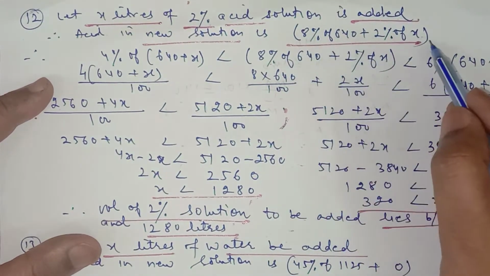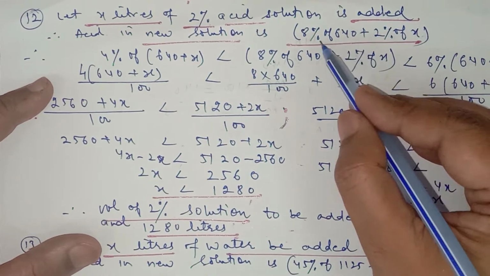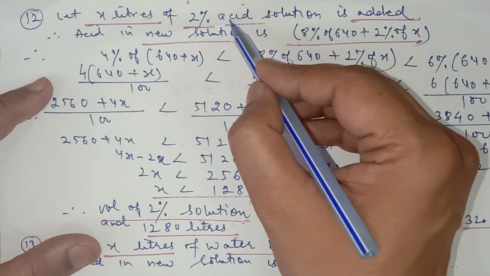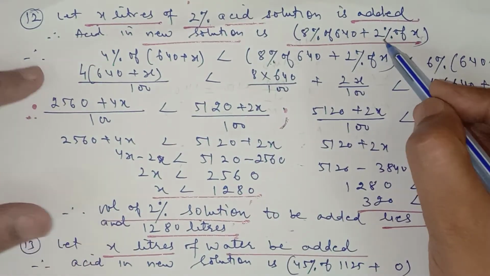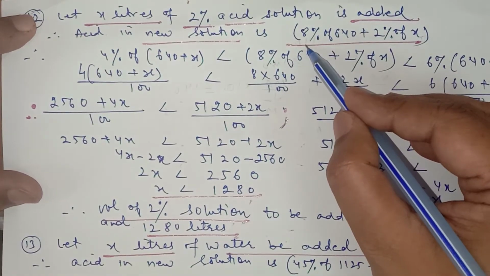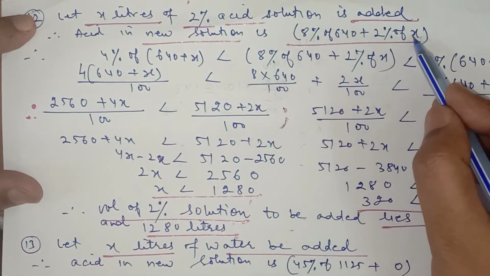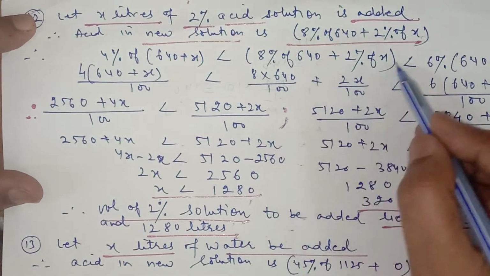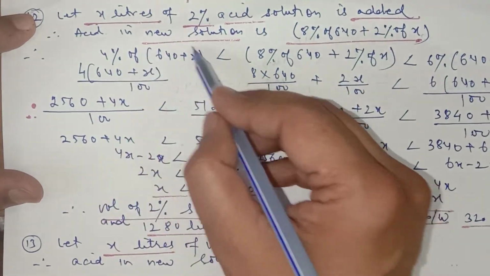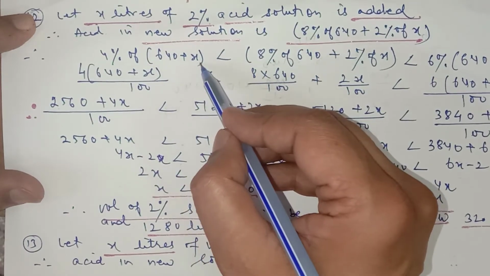So this is the acid in the new solution: 8% of 640 plus 2% of x liters which we are adding, since the acid in x liters is 2% and the acid in 640 liters is 8%. This is the acid in the new solution, and this should be greater than 4% of the new solution, and the new solution will be 640 plus x.